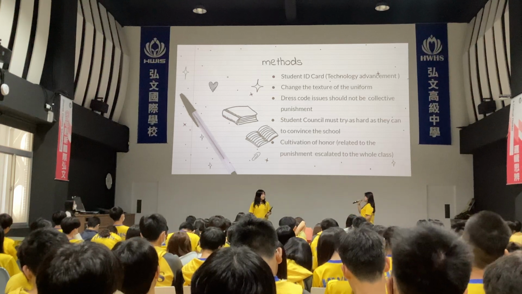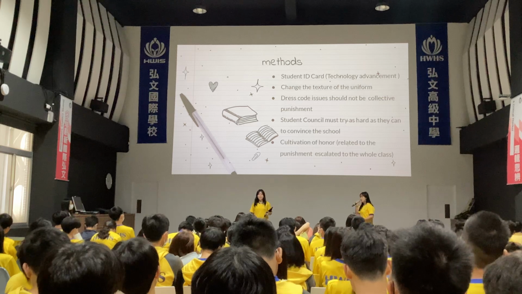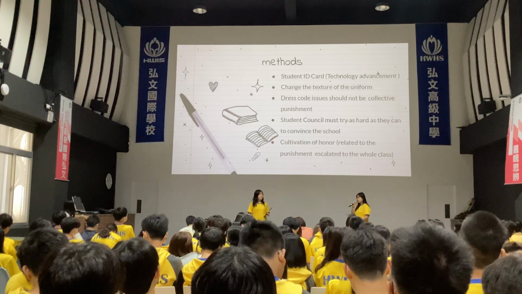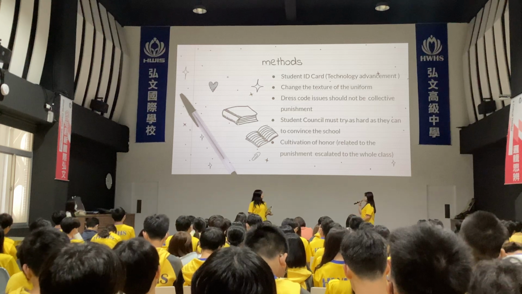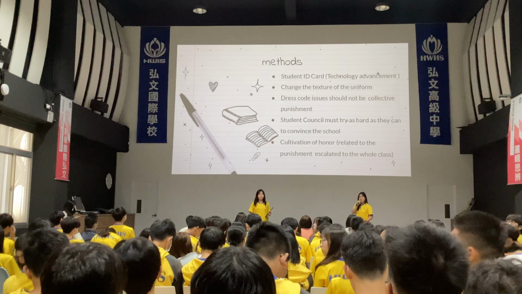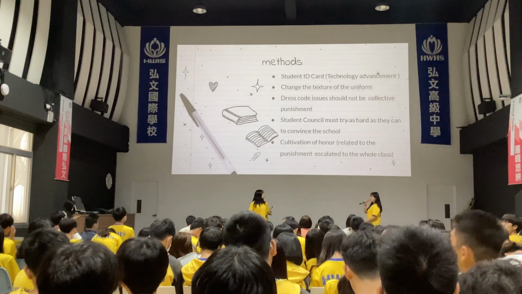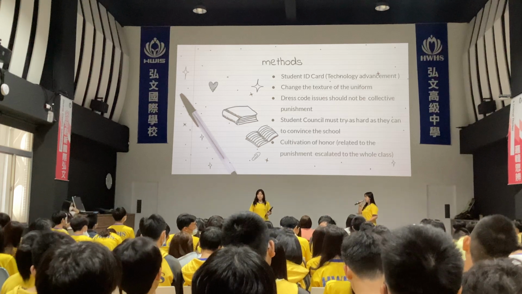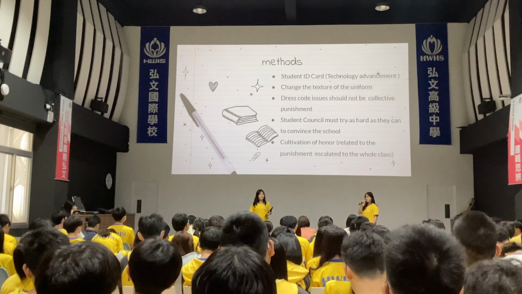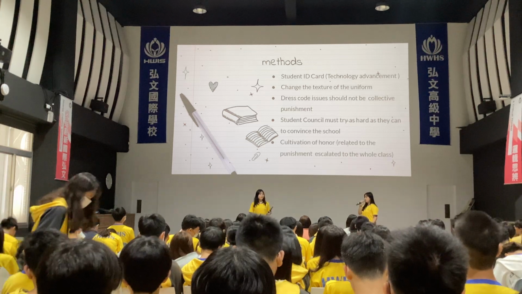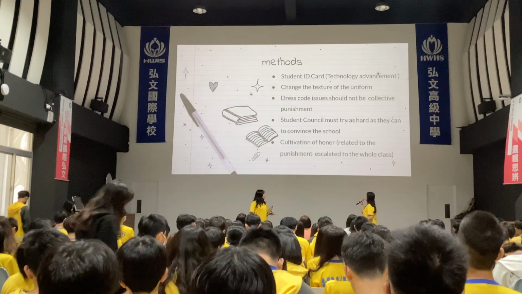The student council should try as hard as they can to convince the school and to discuss with the teachers and the parents together to solve this regulation. The next one is to cultivate honor. For example, Taichung Yizhong and Taichung Yuzhong don't even have to worry about punishments for uniform regulations, because when they wear their school uniform, they feel a sense of honor. Okay.